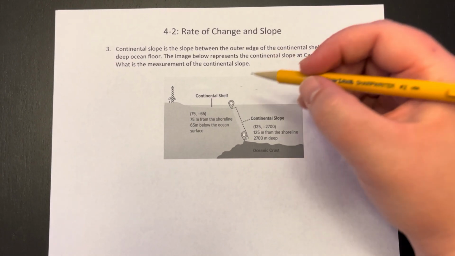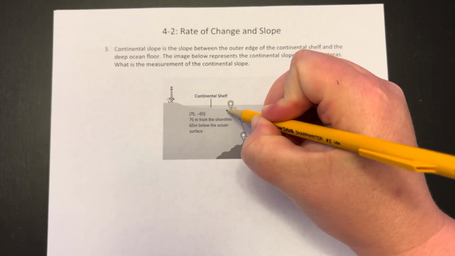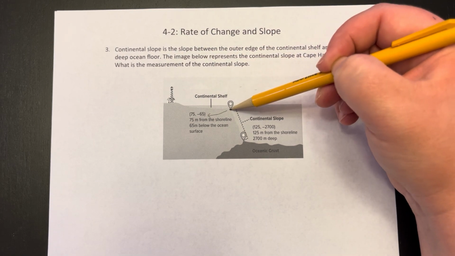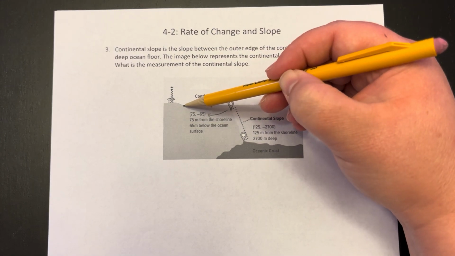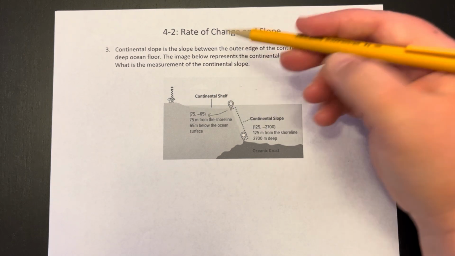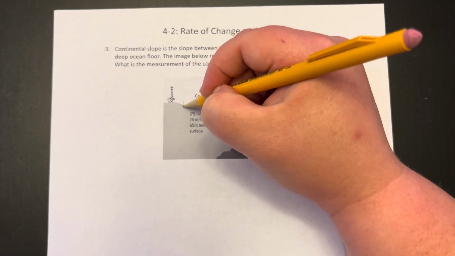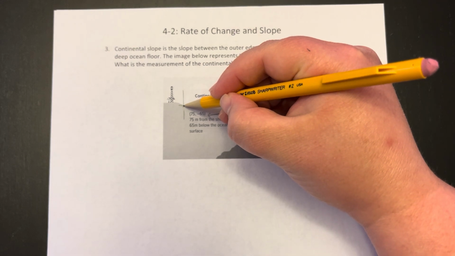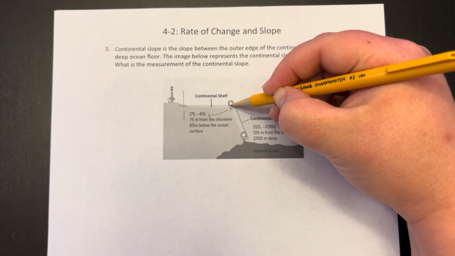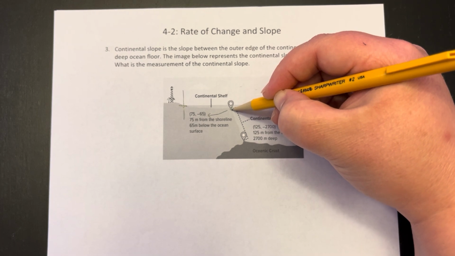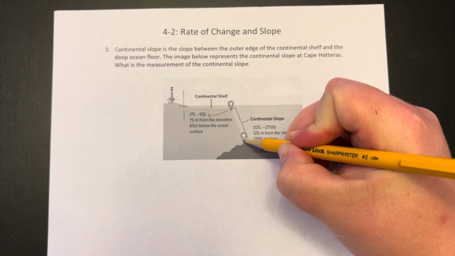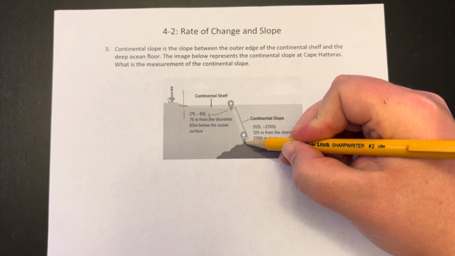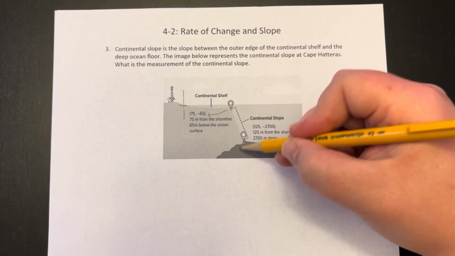So we know that the point right here is this ordered pair that they give us. It's 75, negative 65. And what that means is this point right here is 75 meters from the shore, but also 65 meters below the ocean surface. So they're saying that this right here is basically where the origin is, okay? So it is 75 meters from the shoreline, but also 65 meters below the surface of the water, okay? Now, this point here is 125, negative 2,700. So it's 125 meters from the shoreline and 2,700 meters below the surface of the water.